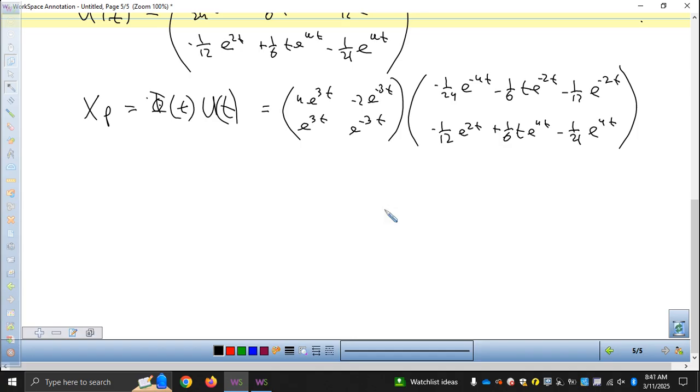All right, so now we need to multiply this 2 by 2 matrix and this 2 by 1 matrix. So I'm going to write out explicitly what that multiplication is. So we get 4e to the 3t times all of this.